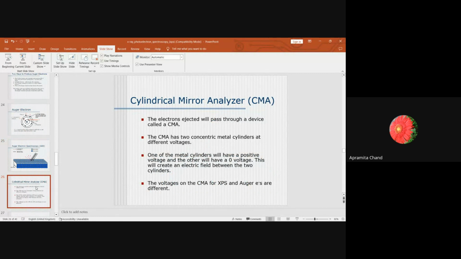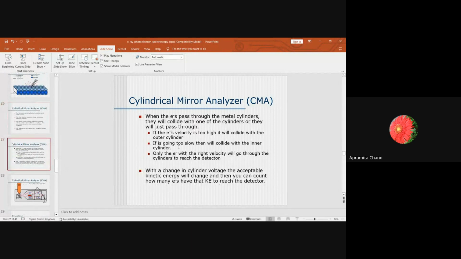The electrons that are ejected will pass through a device called a CMA, and it has two concentric metal cylinders at different voltages. One of the metal cylinders has a positive voltage and the other has a zero voltage. So this creates an electric field between the two cylinders. The voltages on the CMA for XPS and Auger electrons are different.